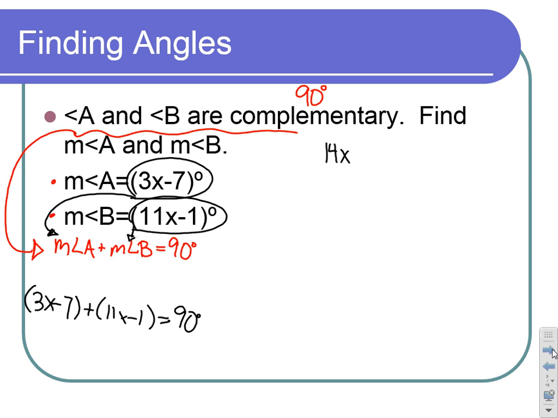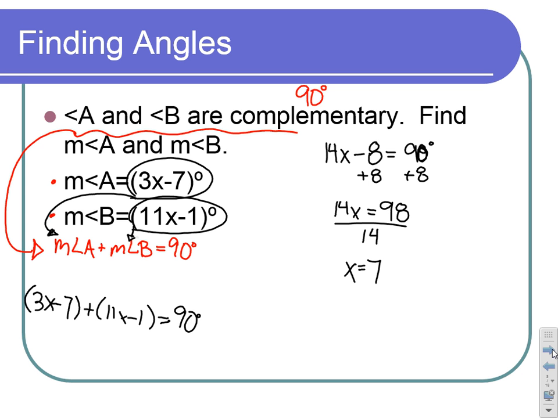And then I have negative 7 minus 1. So negative 7, and I take away 1 more, I'm at negative 8. That is equal to 90 degrees. Getting ahead of myself. All right, so now it just becomes a one-step or a two-step equation. Add 8 to both sides, so 14x is equal to 98. Then I just need to divide by 14. So then x is equal to 7.